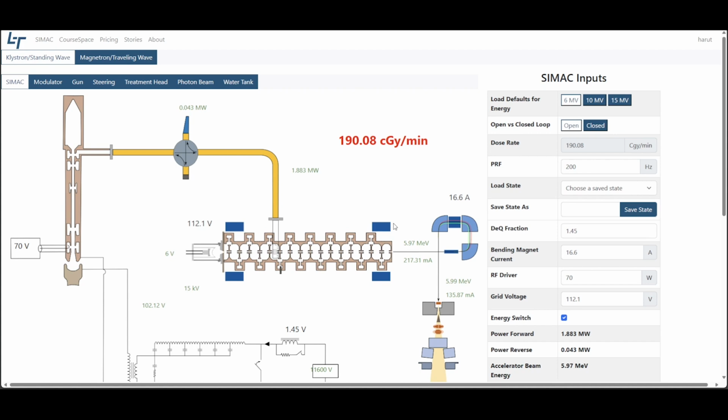These dose differences are called the relative output factors, and in this video, we will simulate how they are measured, and how they depend on the size of both the X and Y jaws. When we pick an operating point and run a measurement, the dose rate is displayed here. Let's go to the Treatment Head tab, and have a look at the treatment head configuration.